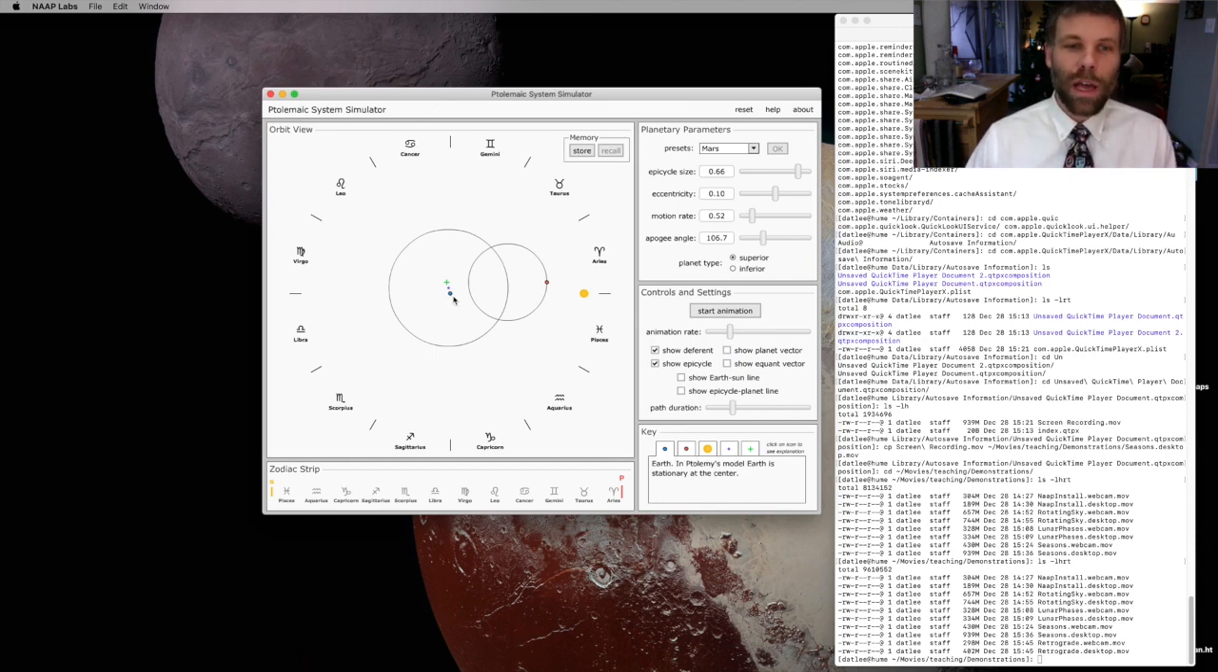So we've got our Earth down here in the middle, and then a planet, in this case preset for Mars, on its epicycle out here. So what are the different parts of this system? The big circle here, the one surrounding the Earth, that's called the deferent. And then the epicycle is a smaller circle attached to the deferent. So the deferent is the main orbit of the planet.